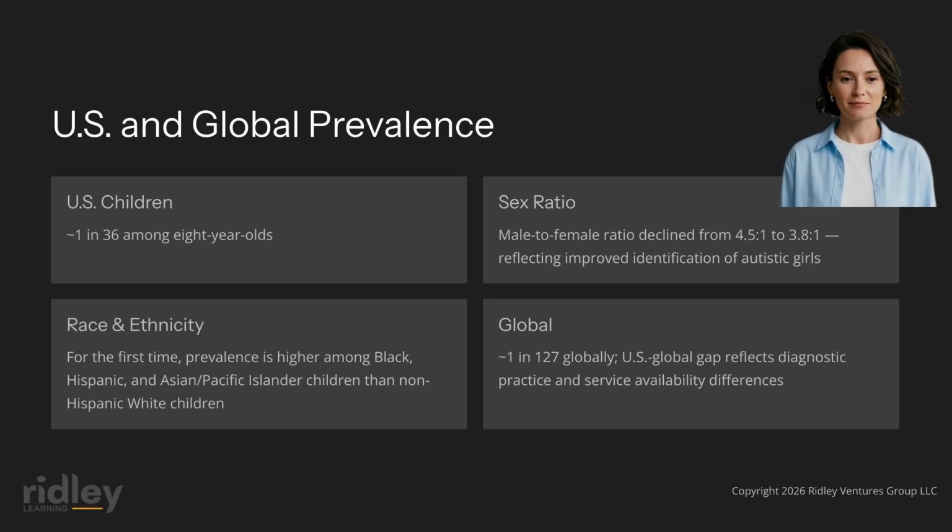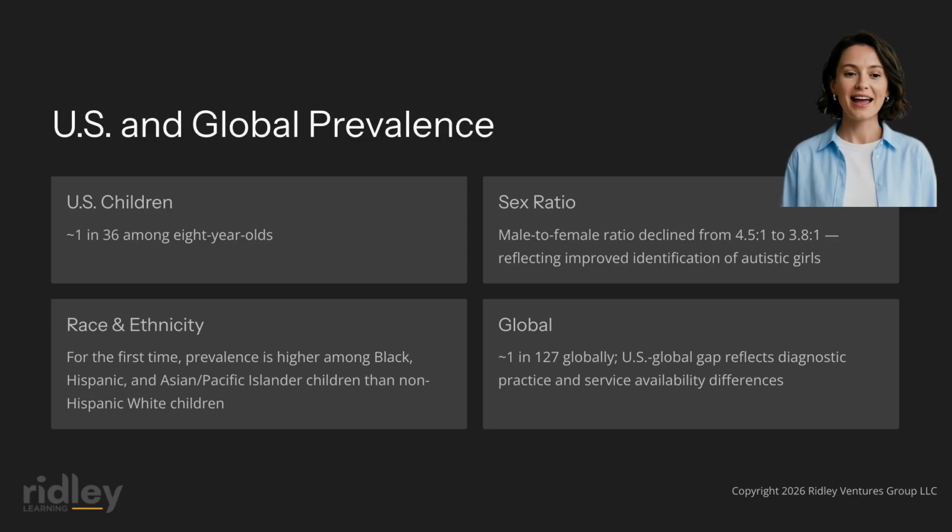Now let's look at the epidemiology, beginning with United States and global prevalence data. The most recent Centers for Disease Control and Prevention Autism and Developmental Disabilities Monitoring Network surveillance, known as ADDM, covering the 2020 year and published in 2023, reports an overall ASD prevalence of approximately 1 in 36 among children aged 8 years across 11 US sites. Autism was approximately 3.8 times as prevalent among boys as among girls, a notable decline from the 4.5 to 1 male-to-female ratio reported in 2012, suggesting improved identification of autistic girls over time.